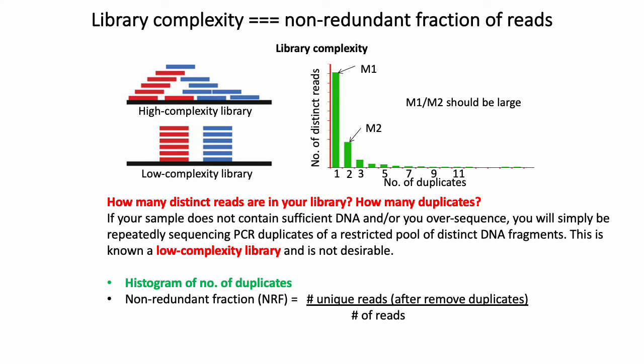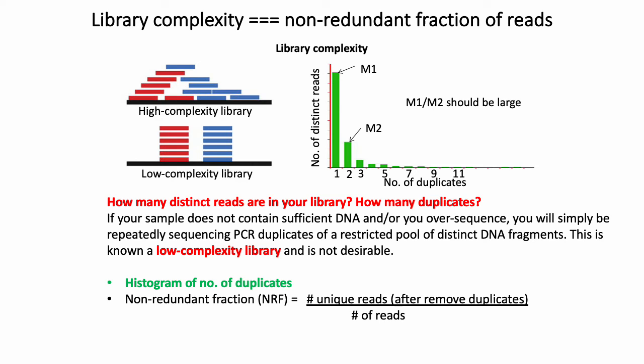And so a quantitative metric of library complexity is what's known as the non-redundant fraction. If you have, for example, 100 reads that you've sequenced from a library, of those 100 reads you can count the number of unique reads, so the number of reads you have after you remove any duplicates. You take that number and divide it by your total number of reads sequenced, and that's your non-redundant fraction.